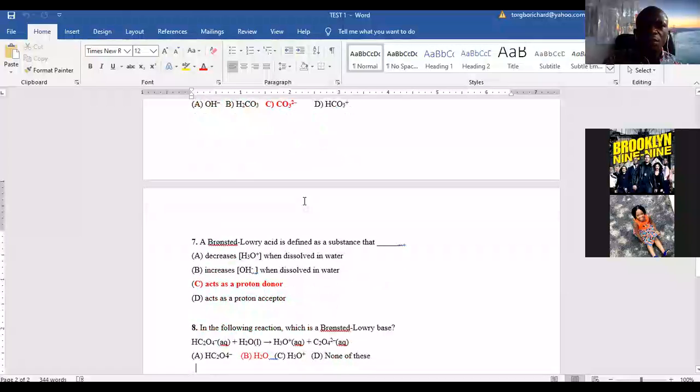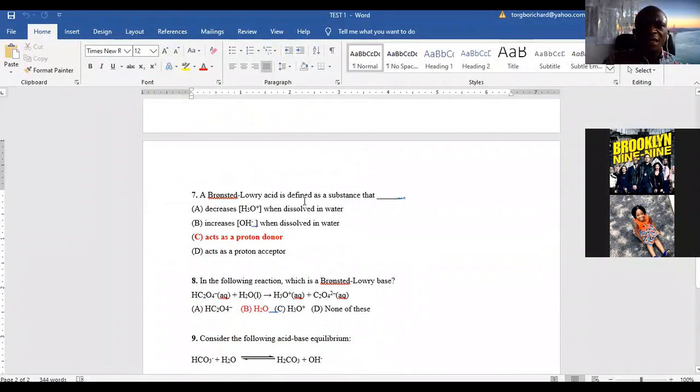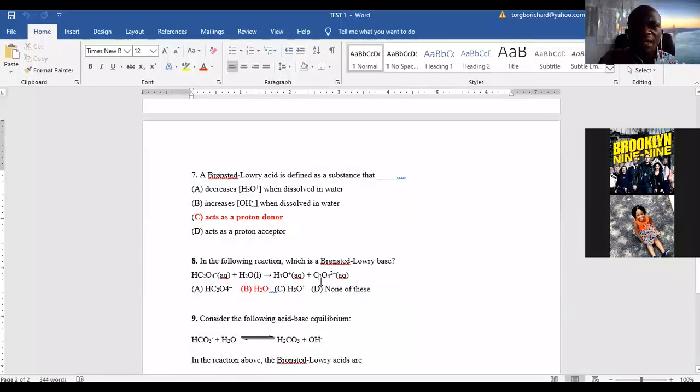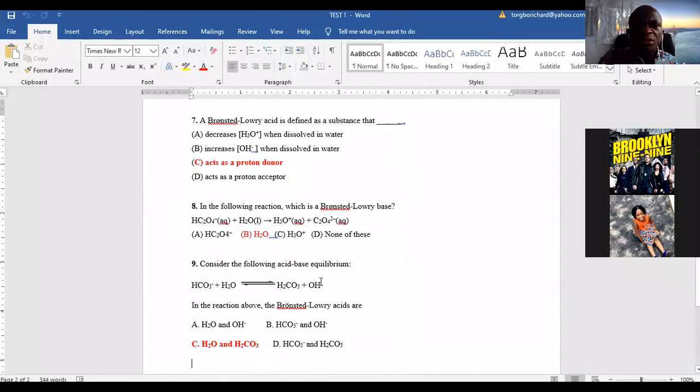Seven, the Bronsted-Lowry acid is defined as a substance that acts as a proton donor. That's just a definition. That's the only option that makes sense among the 4. So C is the answer. And question number 8, in the following reaction, which is a Bronsted-Lowry base? So select a Bronsted-Lowry base from the reaction.